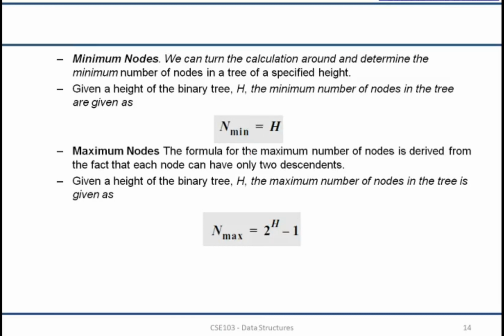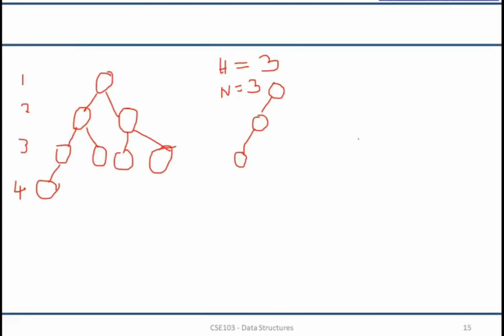Suppose if h is given, how many maximum nodes can we insert? It is 2 power h minus 1. Suppose the height is given as 3. Then 2 power 3 is how much? 8. 8 minus 1 is how much? 7.